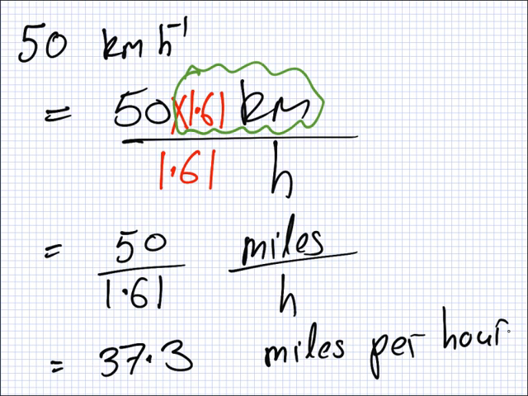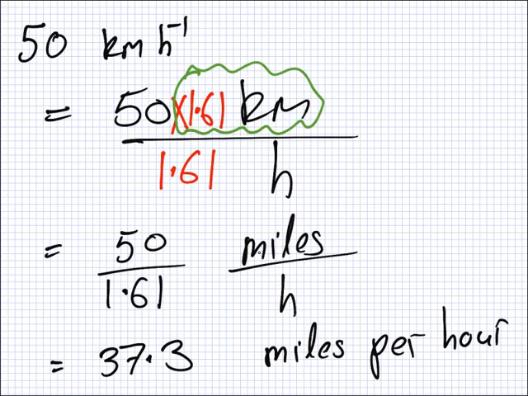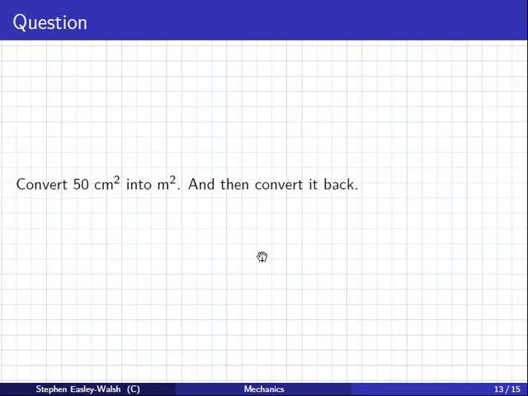Got that? You want to see the question? Yeah. It said convert that into meters per second and then miles per hour. Okay. Can I continue? Yeah? No? Yes? Okay. Right. Convert 50 centimeters squared into meters squared and then convert it back. Okay.